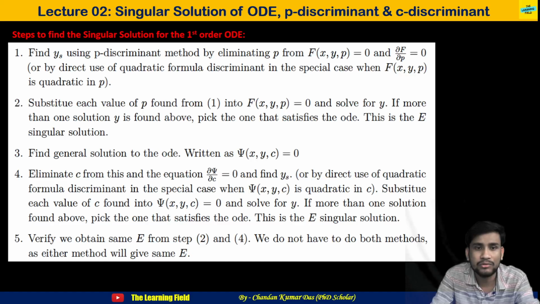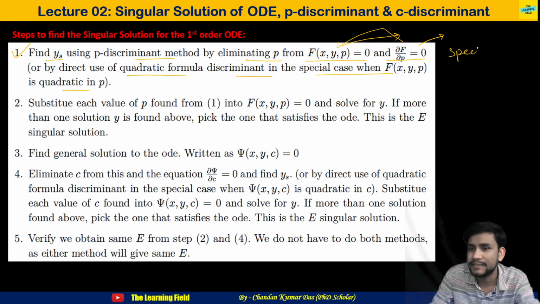And now it comes to the process, the steps for how we can calculate the singular solution of an ODE. First, step number one: find the singular solution using the p-discriminant method, by eliminating p from f(x, y, p) = 0 and ∂f/∂p = 0, or by direct use of the quadratic formula discriminant in the special case when f(x, y, p) is quadratic in p. So in the case of this equation f(x, y, p), we can apply ∂f/∂p = 0 and f(x, y, p) = 0. In these two equations, we have to eliminate p. That is called the p elimination method.